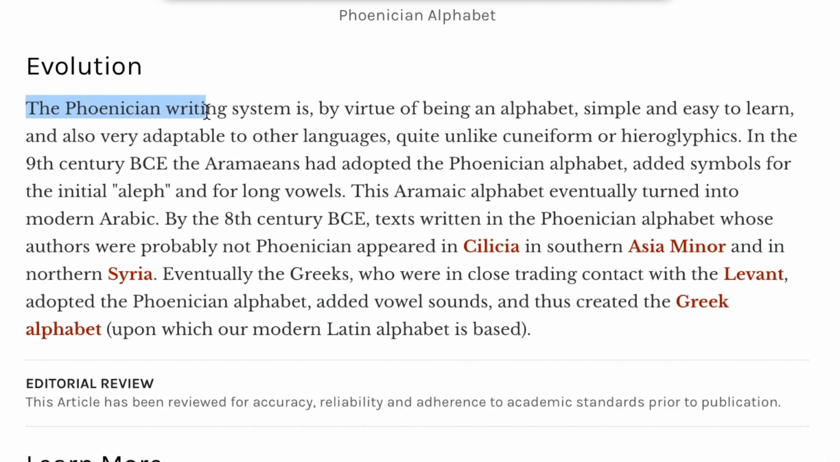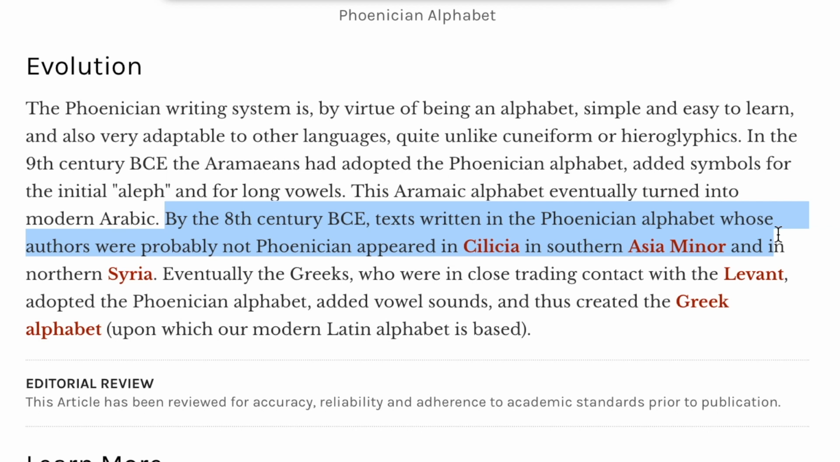In fact, according to the Ancient History Encyclopedia, the Phoenician writing system is, by virtue of being an alphabet, simple and easy to learn, and also very adaptable to other languages. Unlike cuneiform or hieroglyphics, by the 8th century BCE, texts written in the Phoenician alphabet, whose authors were probably not Phoenician, appeared in Cilicia in southern Asia Minor and in northern Syria. So here we can see how the alphabet created by the Phoenicians has adapted to all over the world. In case you're not catching on to what this alphabet was and why it's not so popular, the thing is, it is, but we just don't think too much about it. Do y'all recall learning your ABCs in kindergarten? Well, thank the Phoenicians. They invented them.